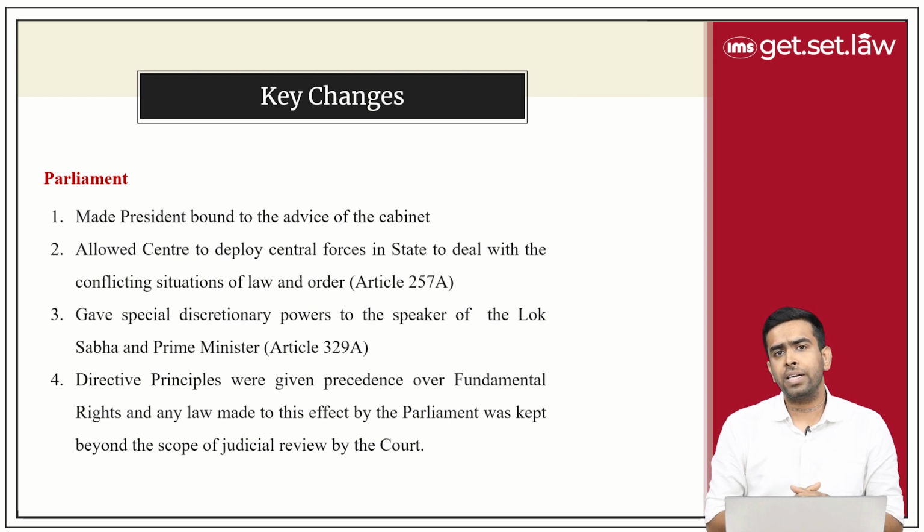Thereafter, they allowed the center to deploy forces at the state level to control the situation in which there is disturbance towards law and order. This is Article 257A. Thereafter, they gave the special discretionary power to the Speaker of Lok Sabha and Prime Minister under Article 329A.